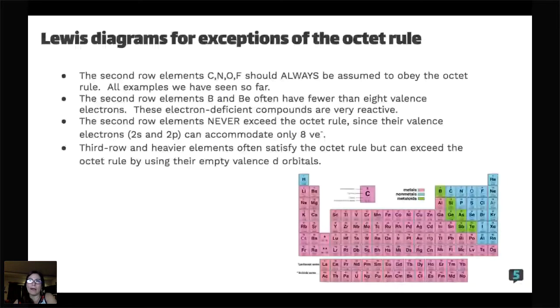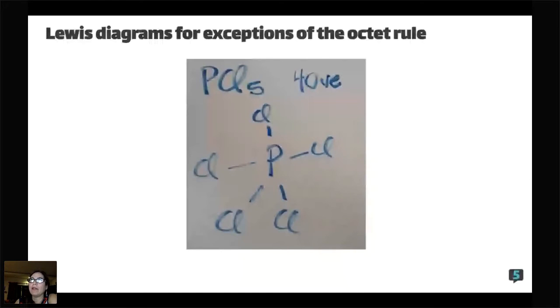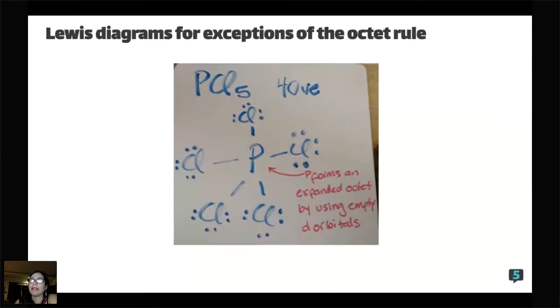So let's see this example. If we have PCl5 and we need 40 valence electrons, we place all the valence electrons in chlorine because chlorine is more electronegative, and phosphorus forms an expanded octet by using these d orbitals. So it will have 2, 4, 6, 8, 10 electrons, and it's totally fine because of this.